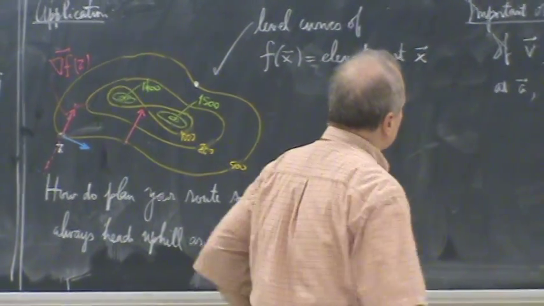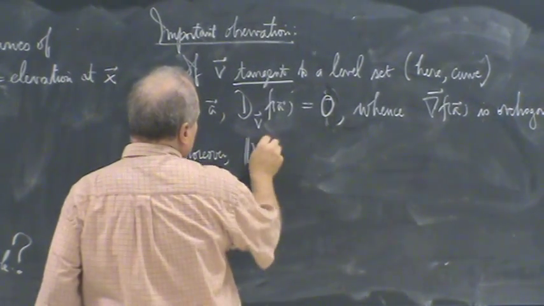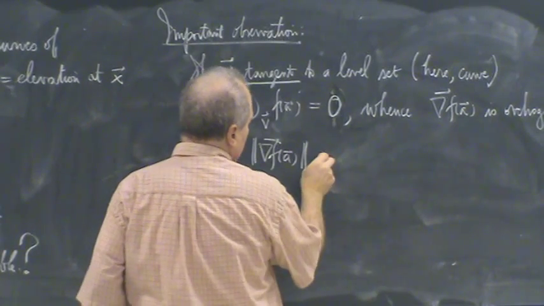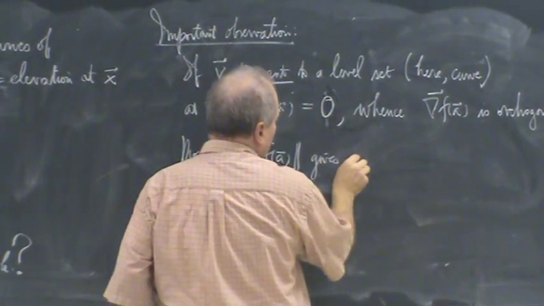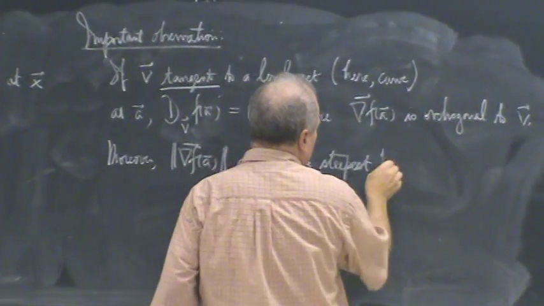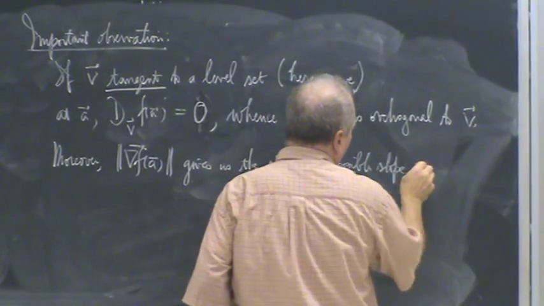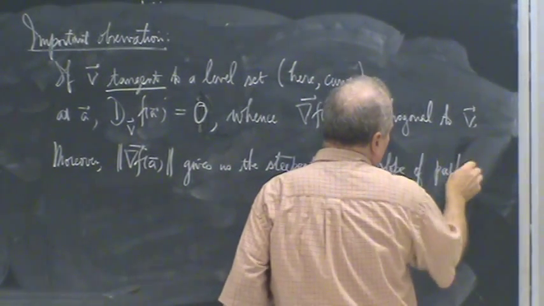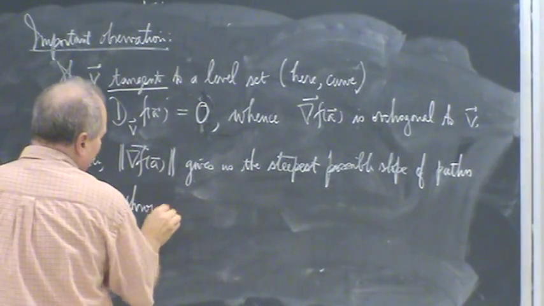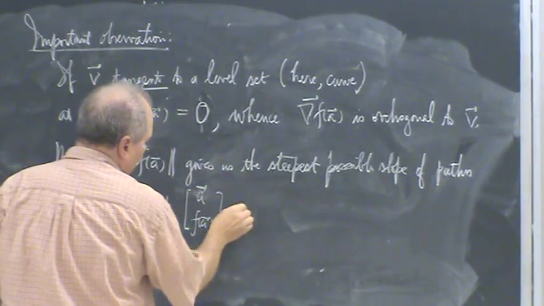Right, so we have an inference here. Moreover, the magnitude of the gradient gives us the steepest possible slope of paths on the mountain through the point A, f of A.